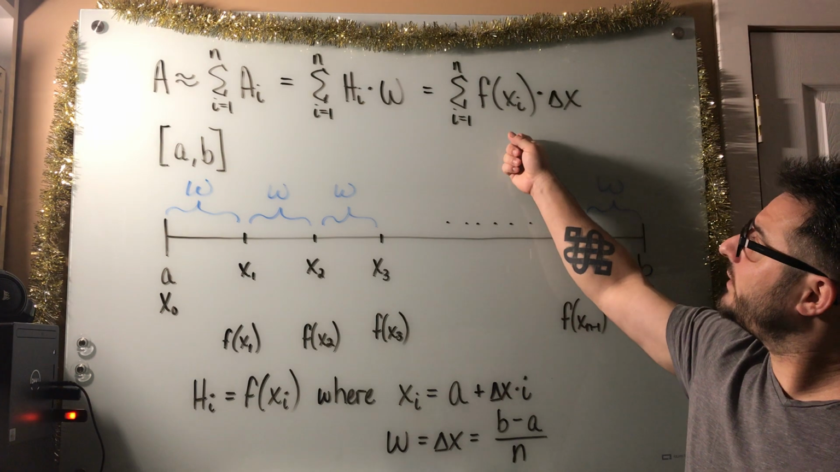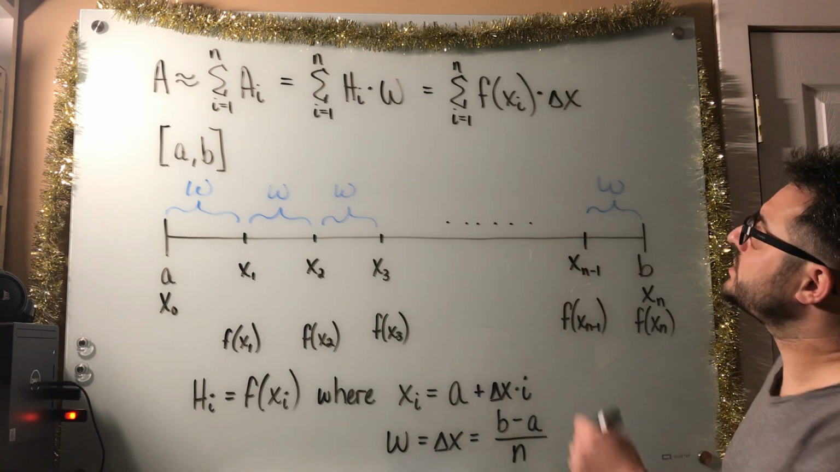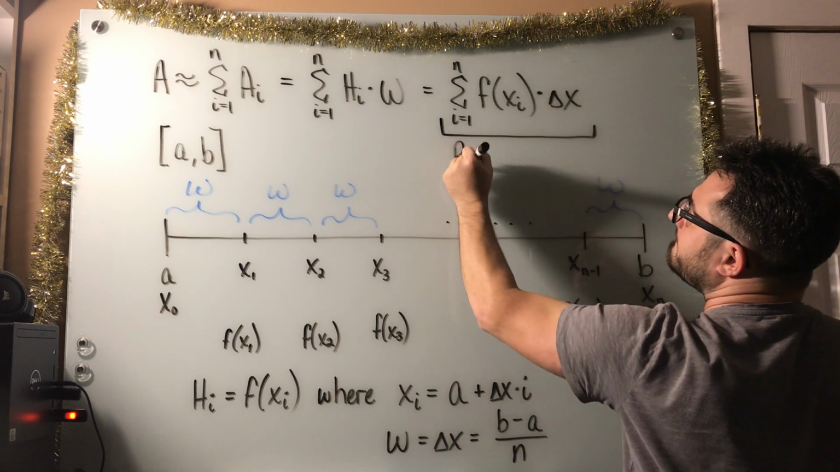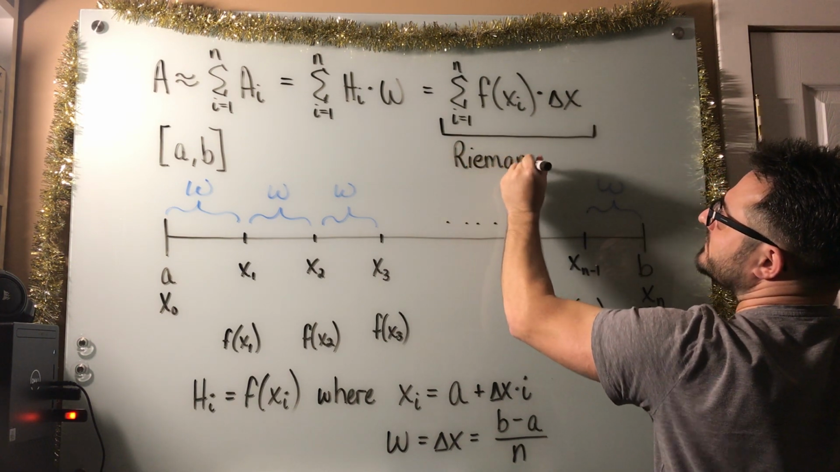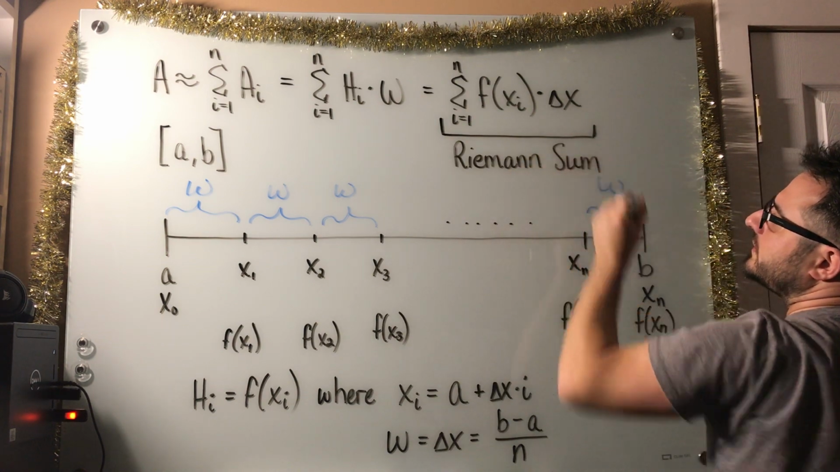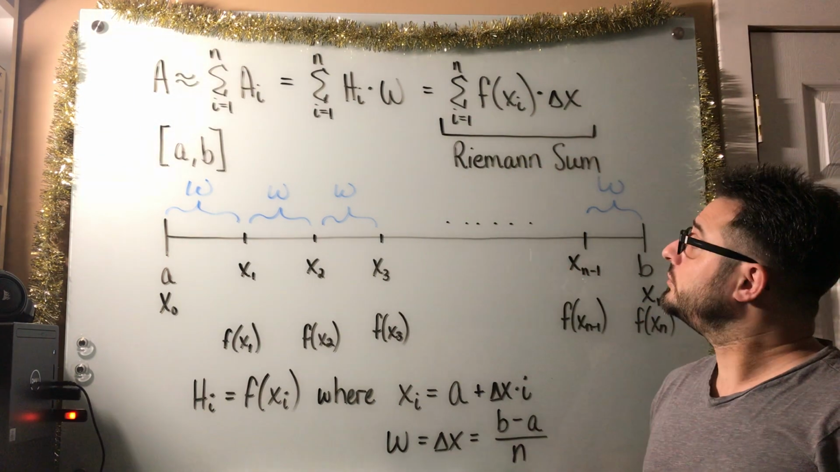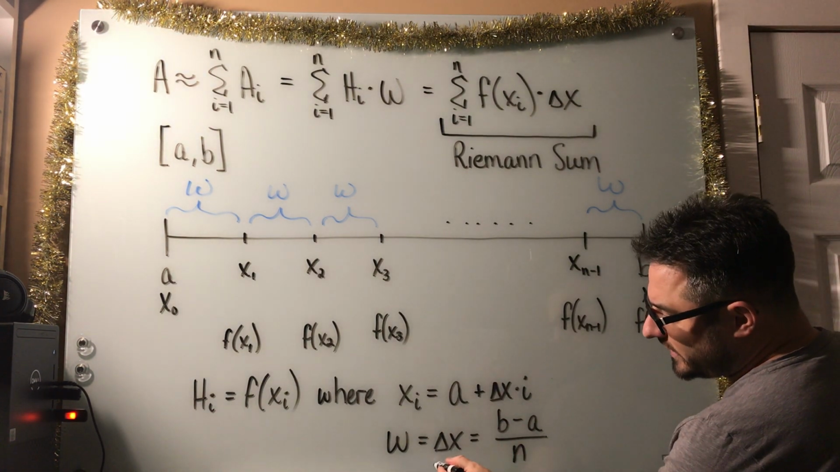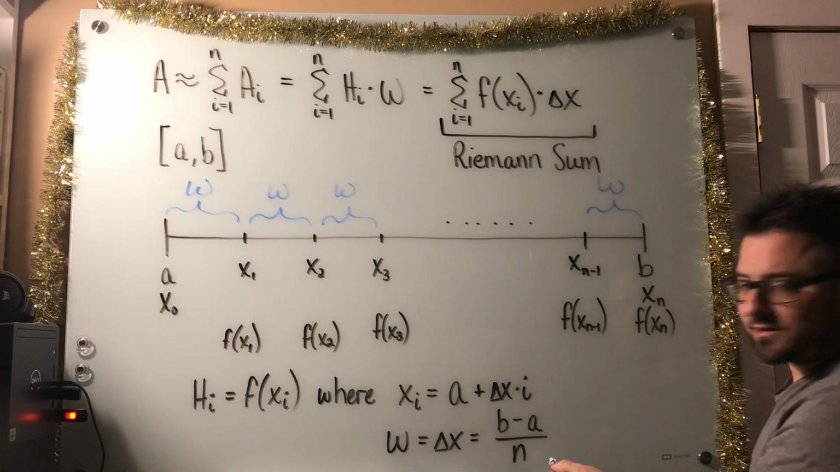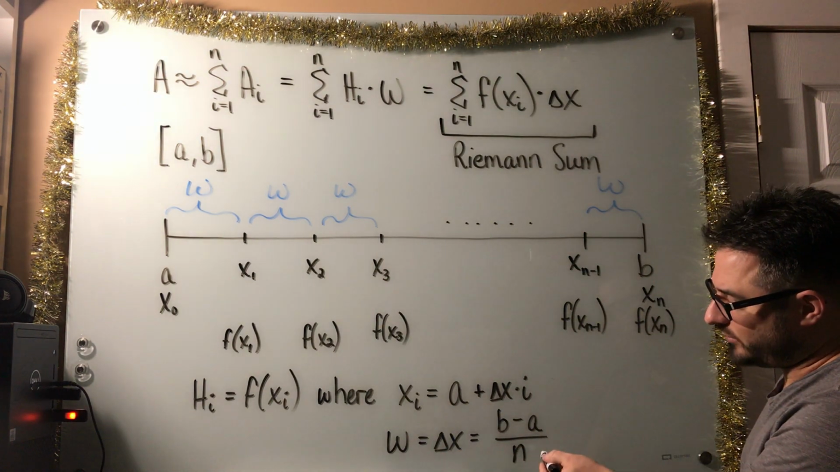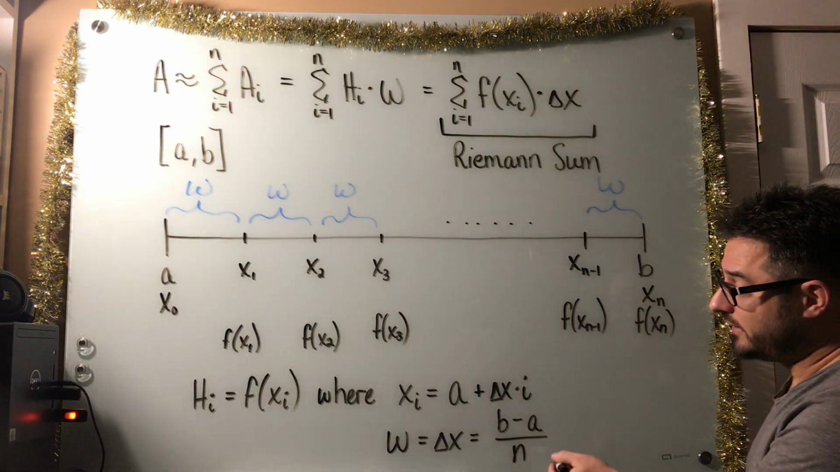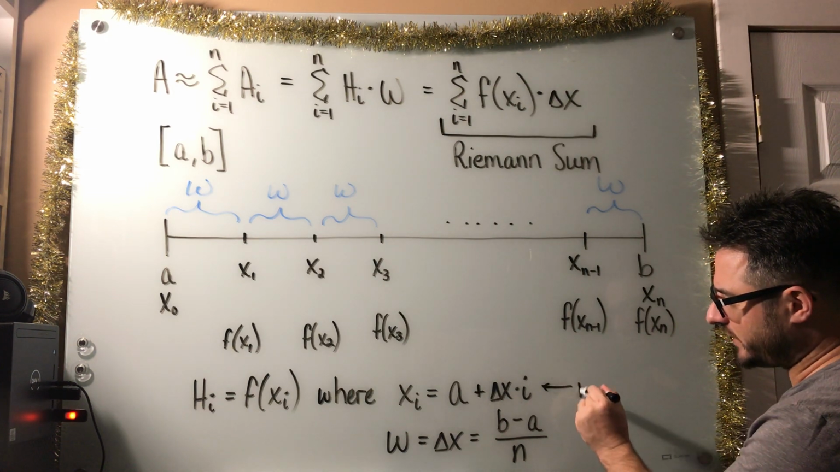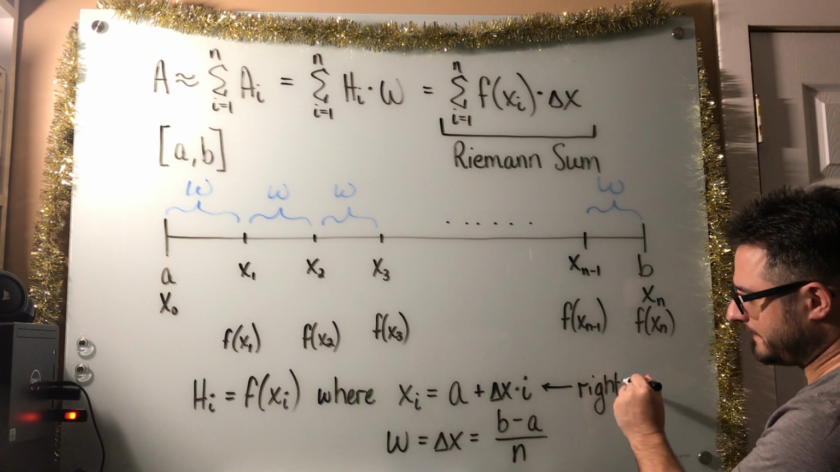So right endpoint Riemann sum. This in general is a Riemann sum, named after the German mathematician Riemann, who developed it. This part is true. The delta x is true no matter what endpoints we're using, left, midpoint, or right endpoint. But this formula here makes it a right endpoint Riemann sum.